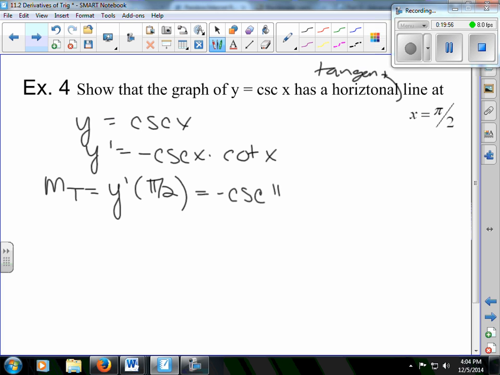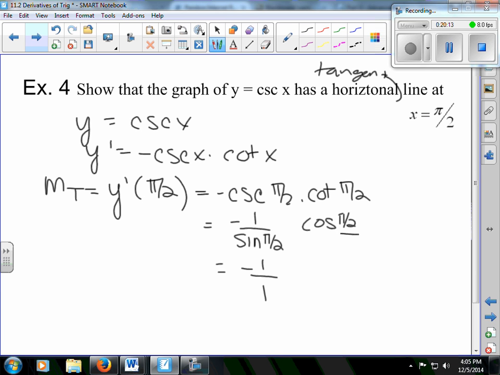And I get the negative cosecant of pi halves times the cotangent of pi halves. And now you need to remember your trig. This is 1 over the sine of pi halves, and the sine of pi halves is 1. And the cotangent of pi halves would be the cosine of pi halves divided by the sine of pi halves. The cosine of pi halves is 0. And so negative 1 times 0 is 0. So the slope of my tangent line is 0. We have a horizontal tangent line.